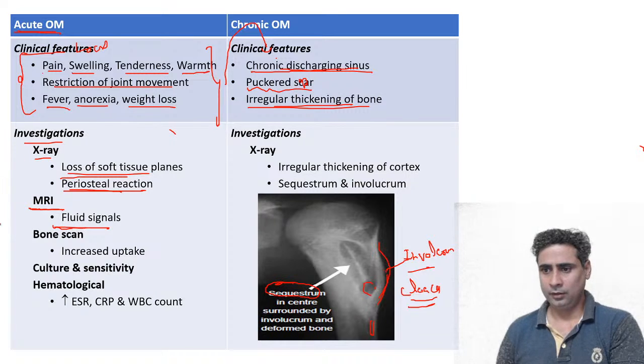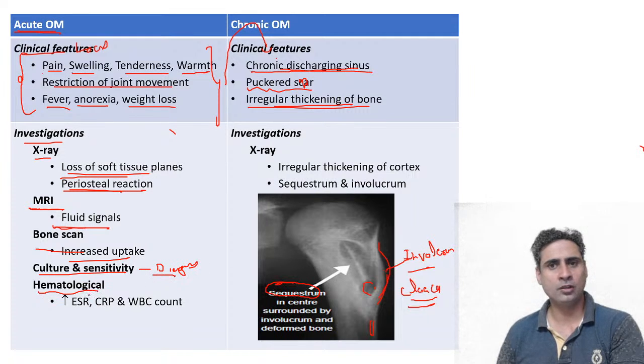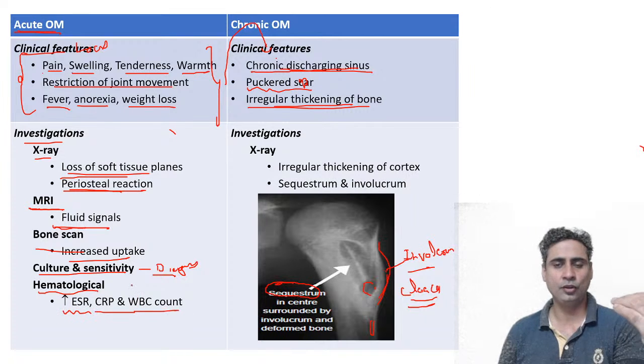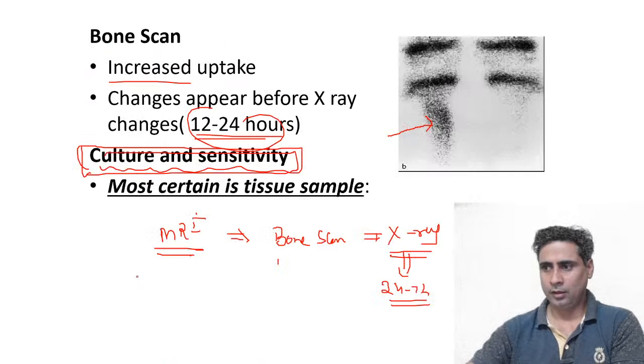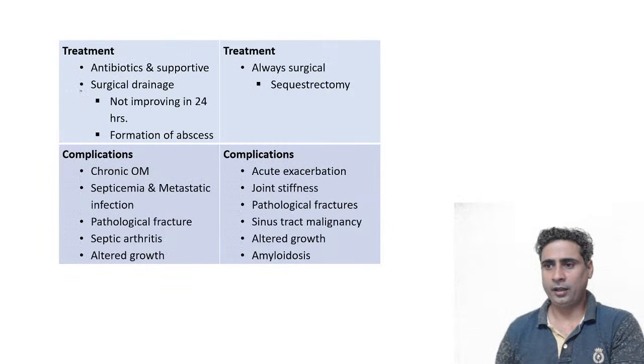Okay, so bone scan we have discussed will show increased uptake. Culture sensitivity is the diagnostic test. And in hematology you will find non-specific findings like increased ESR, CRP, WBC count, which is usually seen in all inflammatory conditions.